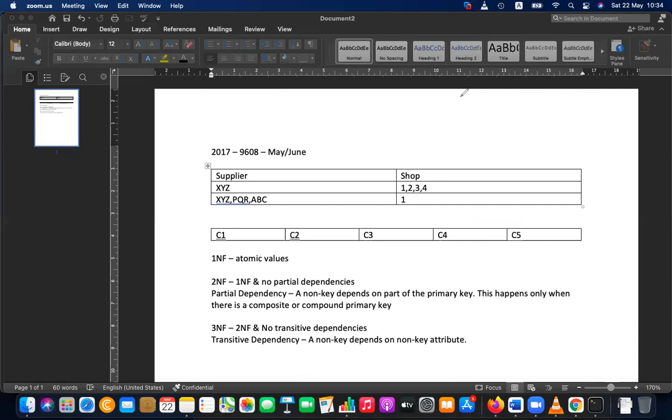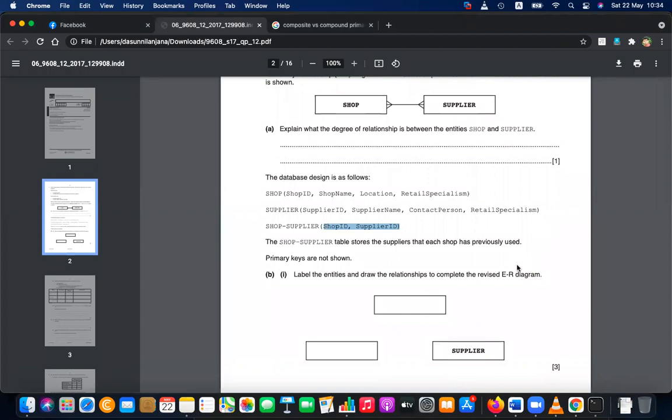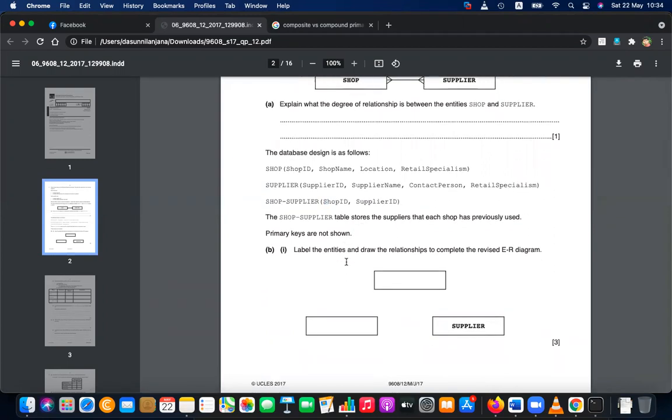Okay, let's move to the paper. The database design is as follows. They have given the database and they have created a shop supply table. The tables shop is previously used. Primary keys are not shown. Label the entities, draw the relation ER diagram. So you have to draw the ER diagram by labeling this.